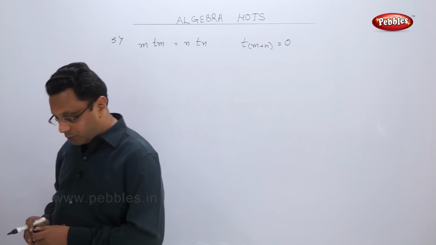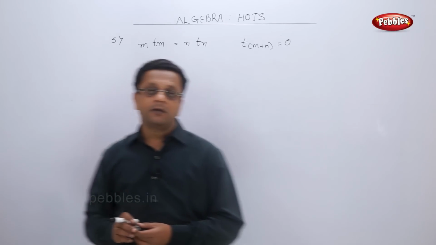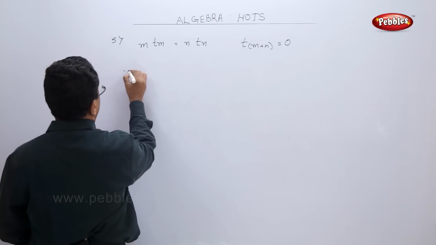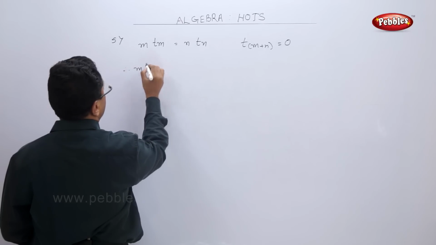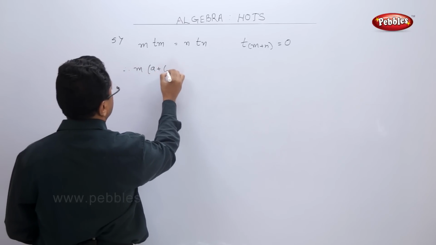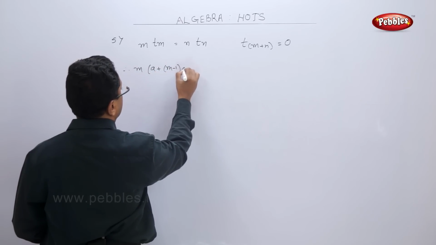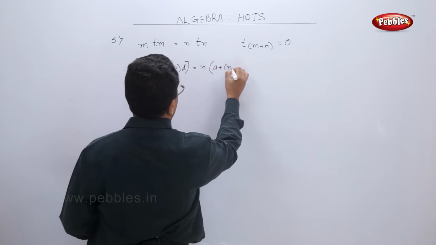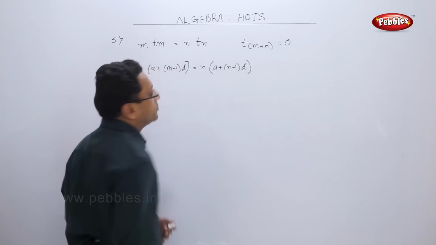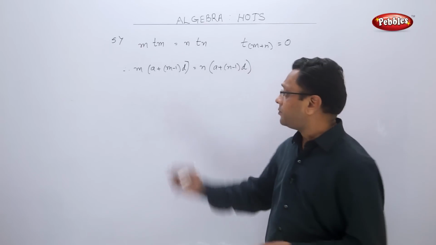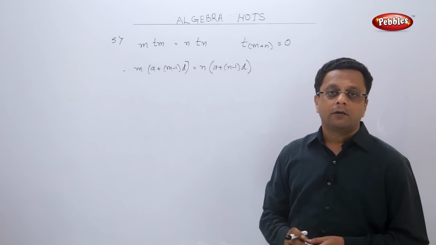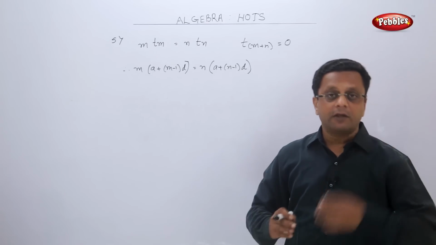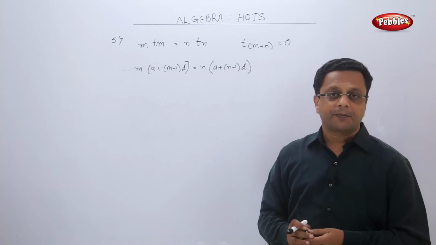What is Tn equal to? Tn is a plus n minus 1 into d. So what will be? Left hand side is Tm, so m into a plus m minus 1 into d equals n into a plus n minus 1 into d, right? After solving this, you will get one equation, just like we got in the first example.